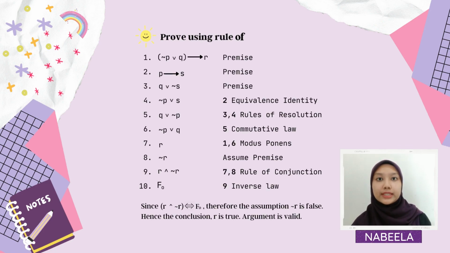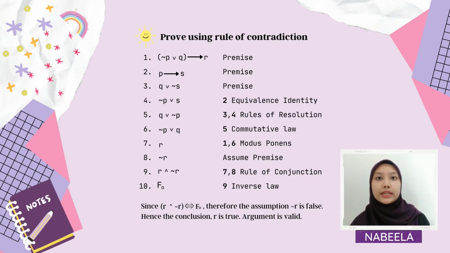Now let's reprove it. Firstly, we put the premises from number 1 until number 3. Number 4, we use from number 2 by using equivalence identity. Then we will get Q or negation P from number 3 and 4 by using rules of resolution. Then we will do commutative law.